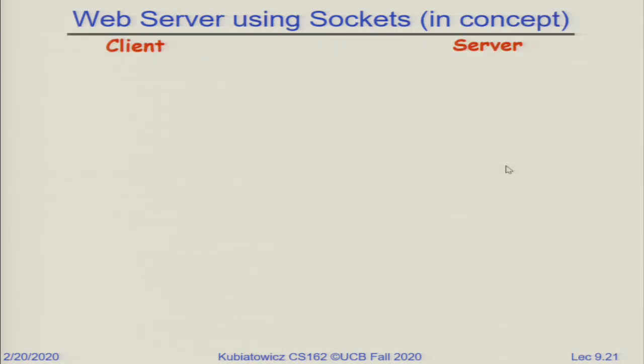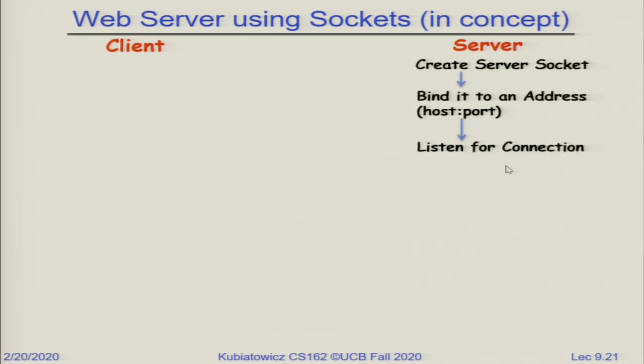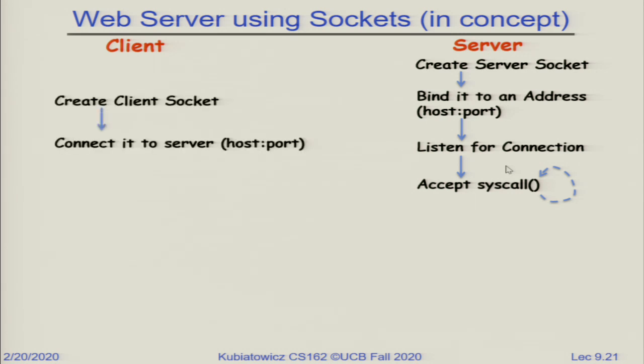All right. So here is what a web server might look like in concept. The server creates the server socket, binds it to an address, which is a host port combination, and does a listen, and goes into a loop with what's called the accept system call. So this is a blocking system call where the server says, okay, only return to me when you have accepted a new connection. Okay? Meanwhile, the client creates a socket, and it knows what the host port is for the server, so it's going to do a connection.